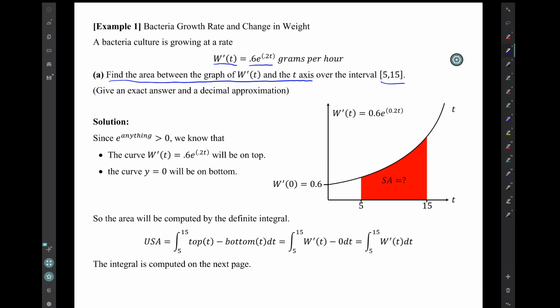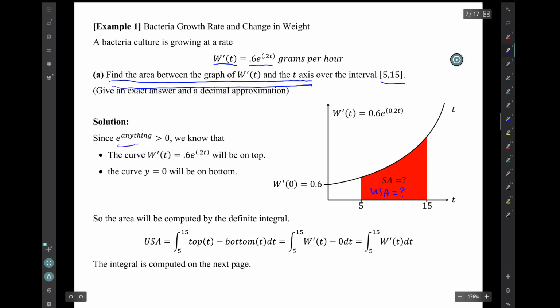Well, now, remember that these words, find the area between curves, refer to unsigned area. So what we're really being asked for is the USA, unsigned area, equals what? Now remember that in order to find the unsigned area between curves, we have to make sure that we understand which curve is the top curve and which is the bottom curve.